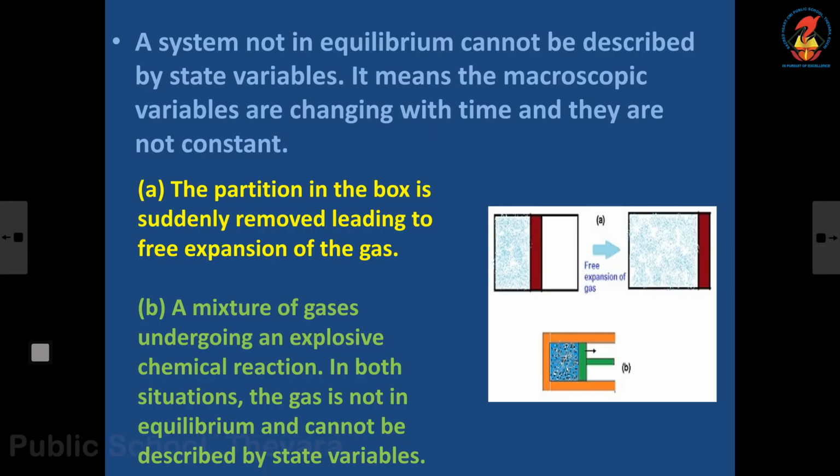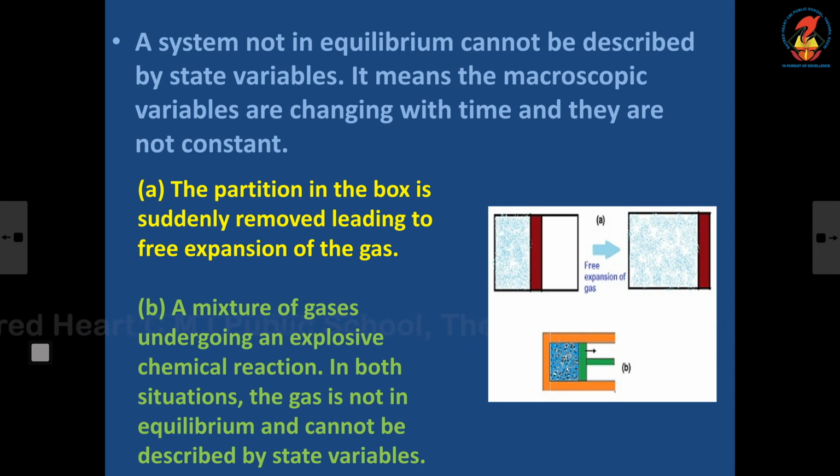See, I have given 2 pictures. In the first picture, there is a partition in the box, and the gas is there. So, the gas is enclosed in the box. Now, I just removed the partition towards that side. So, when the partition is removed, what happens? It leads to the free expansion of the gas.